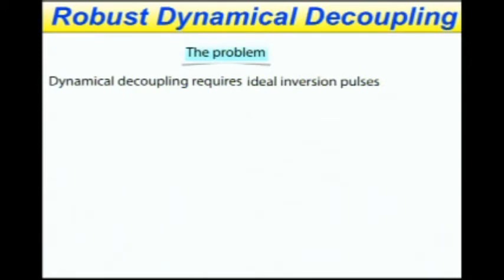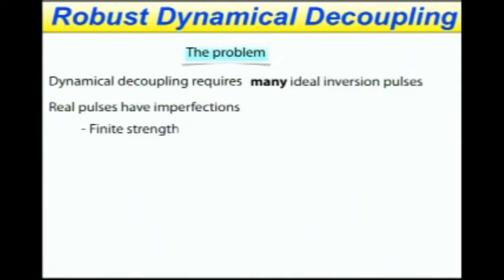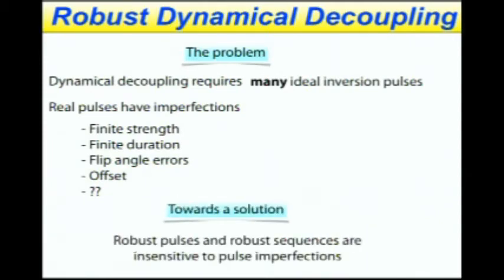Dynamical decoupling basically applies such a sequence of inversion pulses, and the problem is you need many such pulses, thousands of pulses. And if a single pulse has a small imperfection and these imperfections add, you destroy your information rather than preserving it. And typical imperfections are finite strength, finite duration, flip angle errors, that's the deviation between 99.9 volts and 100 volts. Maybe you don't hit the offset exactly, or you can't hit it exactly. And in some cases, we see effects of imperfections, although we don't know where they come from.